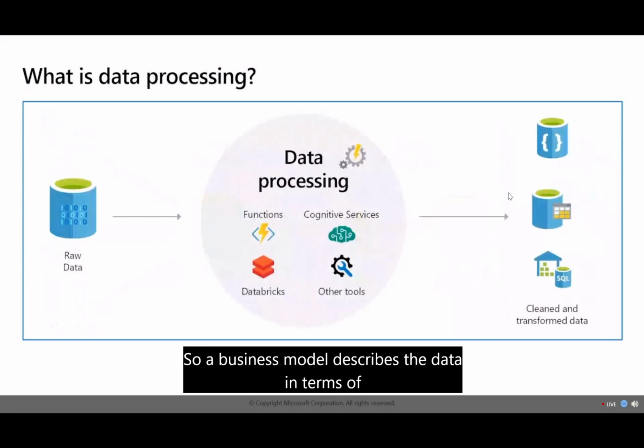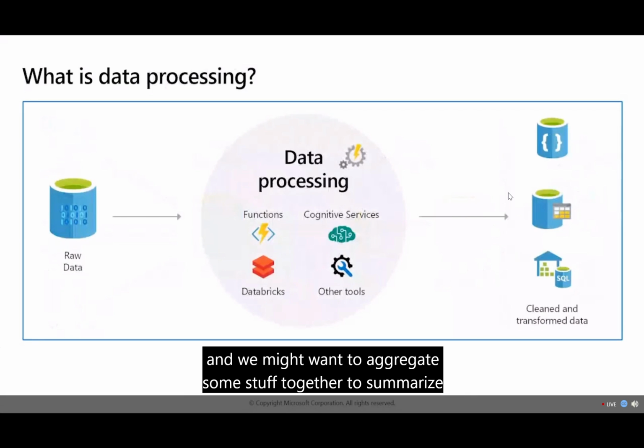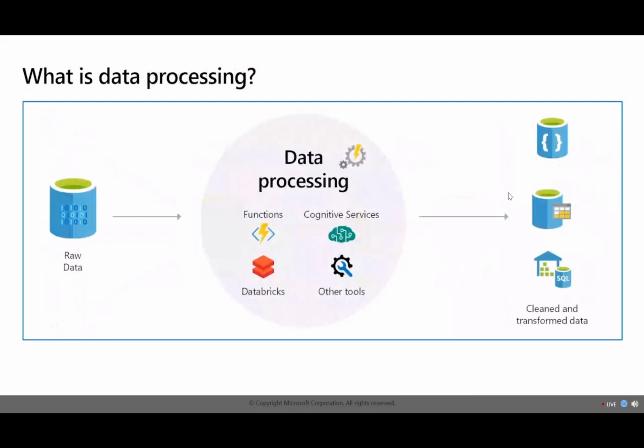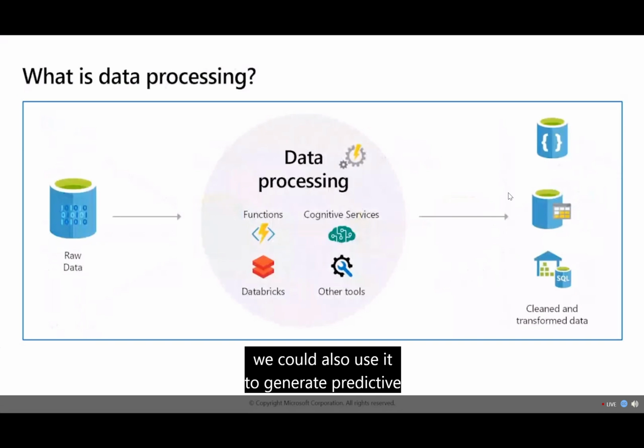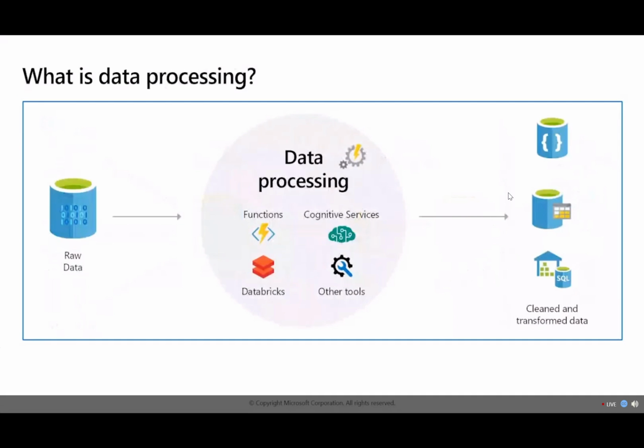Now, the aim of data processing is really to convert the raw data into a business model. So a business model describes the data in terms of meaningful business entities, and we might want to aggregate some stuff together to summarize information. In the data processing stage, we could also use it to generate predictive and analytical models from the data.